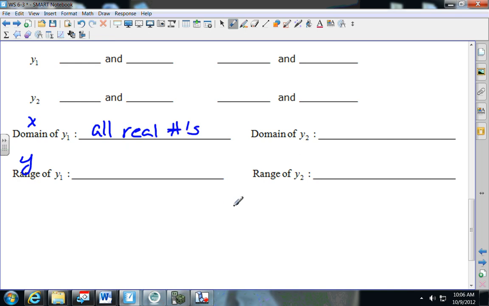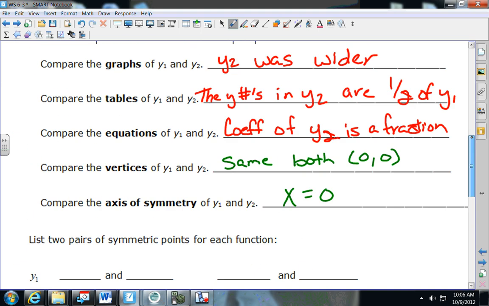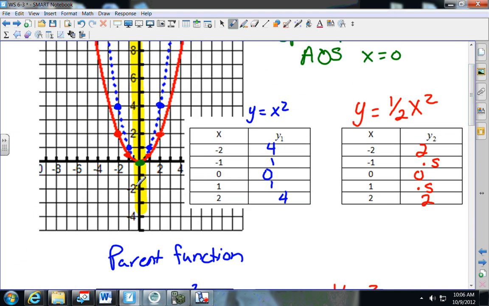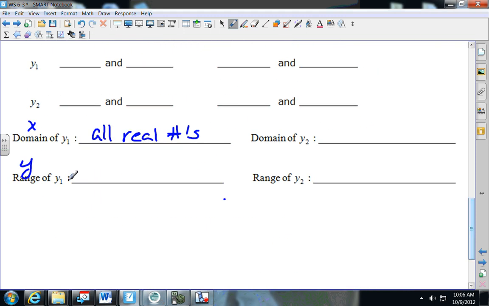What about the range? The range is the Y number. My parabola opens upward. What's happening with my Y numbers? They're starting at what? 0, and they're going up. So that's all the positive numbers. So again, this is going to say on here that Y is greater than or equal to 0. Yes. The question was, do you want you guys to start writing like this? Yeah, with the inequalities, yes.